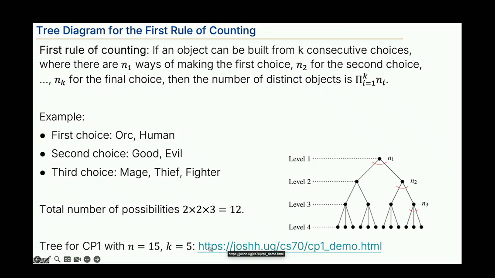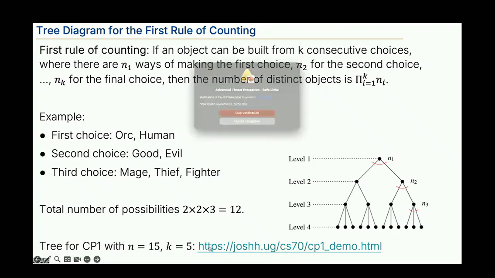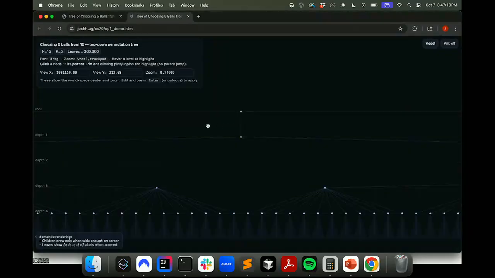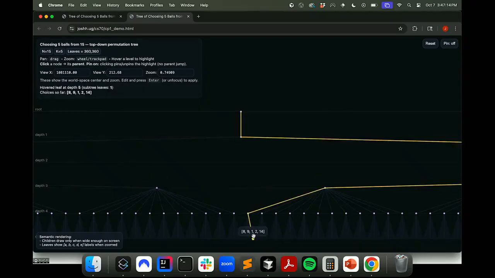Anyway, I will show you the tree for the case with the pool balls real quick. Advanced threat protection. Nope, that's just my own website. It's okay. So this is the entire tree, and maybe I'll make it a little moodier for a moment. In fact, maybe we should do that anyway. You don't need lights on the screen. That's better. Okay, now you can see.